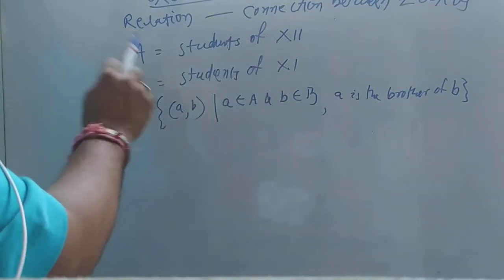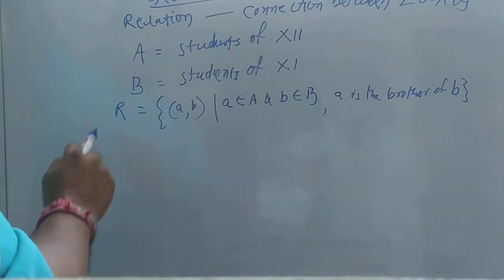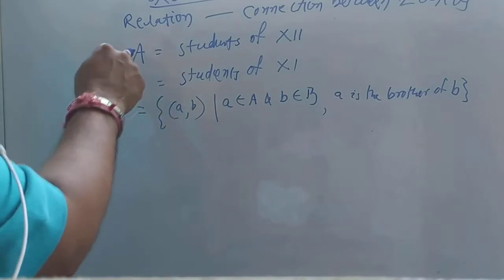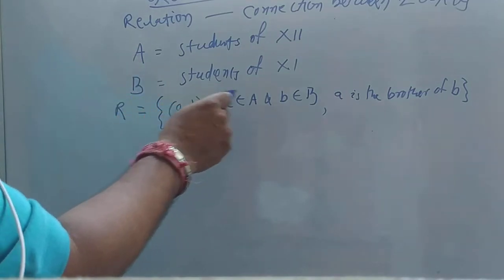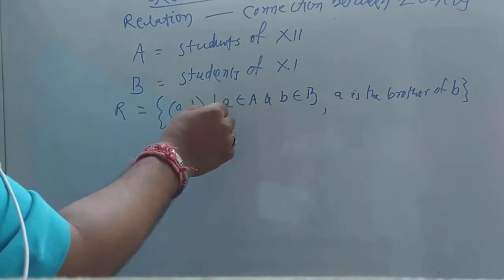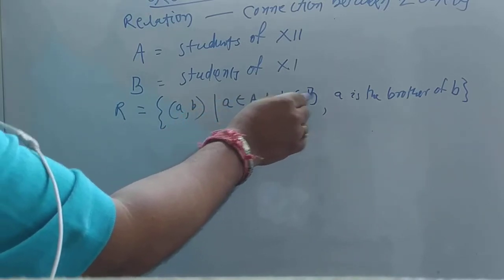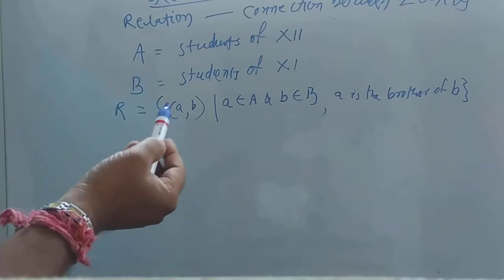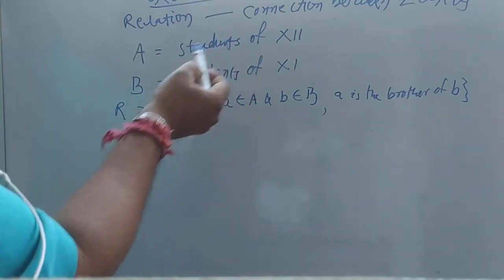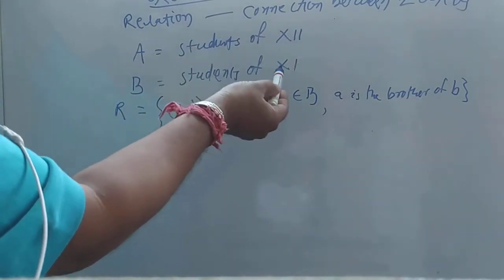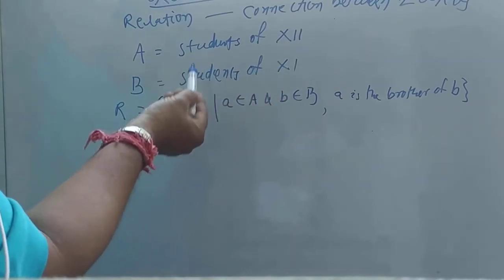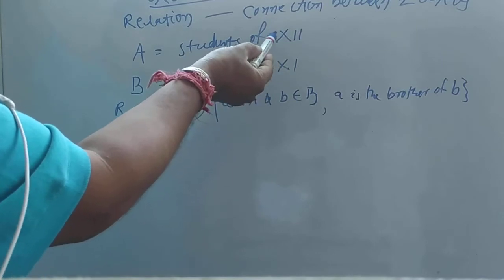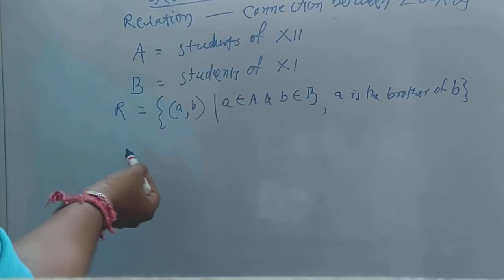Students of class 12, that is set A, and students of class 11, that is set B. So there is a relation R between A and B, that is (a, b), the ordered pair. a belongs to set A and b belongs to set B. a is the brother of b. So we can get some relations between students of class 12 and class 11. One of the students of class 11 may be the brother of a student of class 12. So that is a relation.